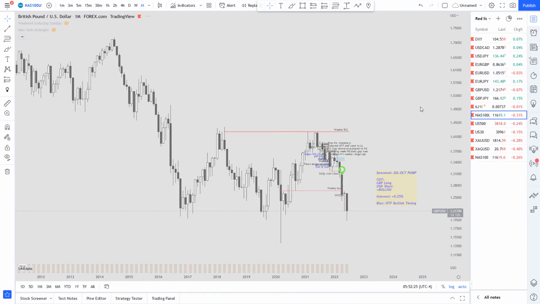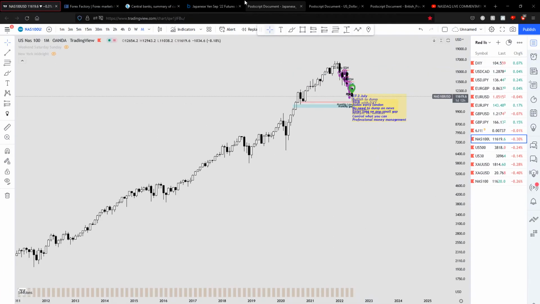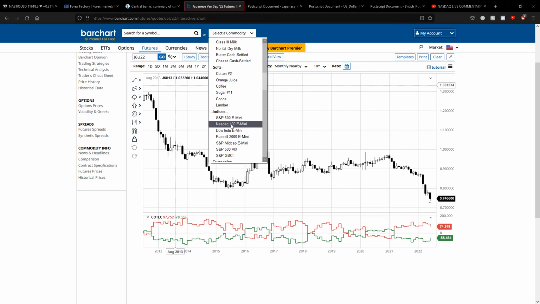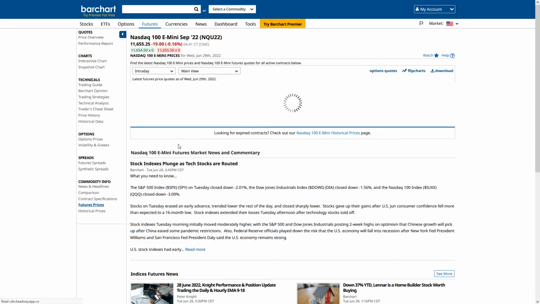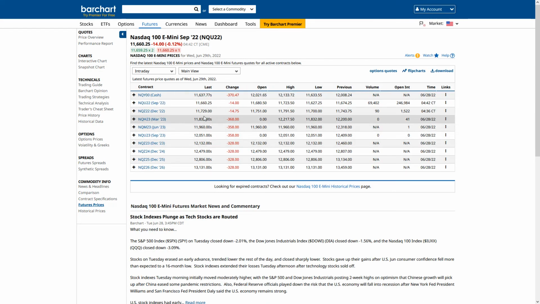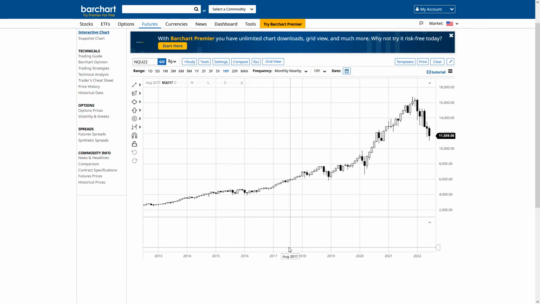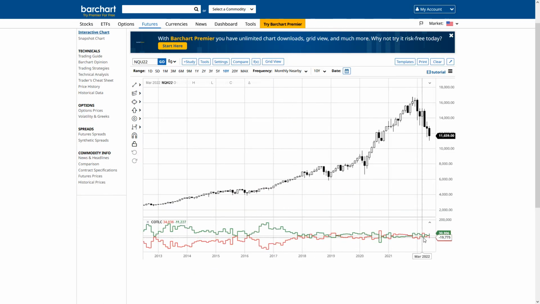They also apply to indices like NAS, E-mini S&P. Same thing, just go on the website and you find the index. You go into it, you find the most traded contract. In this case, it's the September contract. Go into interactive and you can compare the COT data in here as well.